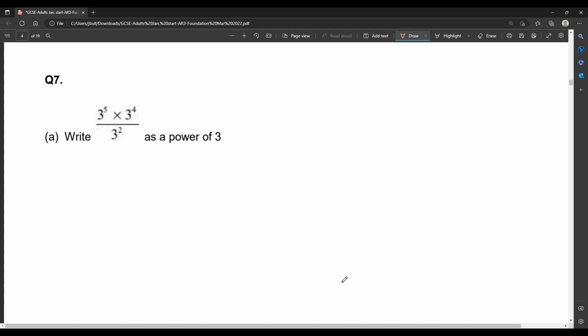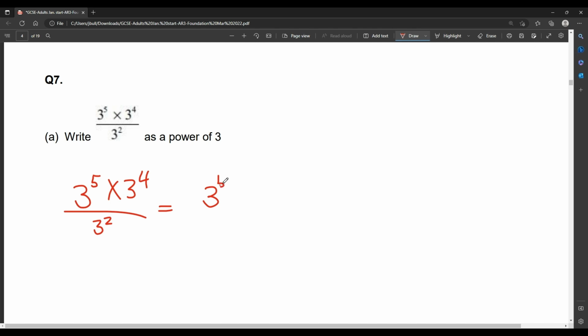Question 7, we have got an index law question. So with index laws, we need to work out usually the top part of the fraction first, and then we see what else we can do. So if we write this fraction, 3 to the 4, 3 squared. Okay, they say write it as a power of 3. That just means simplify it as much as you can and then keep your answer as 3 to the power of something. So at the top here, we can work out using index laws.